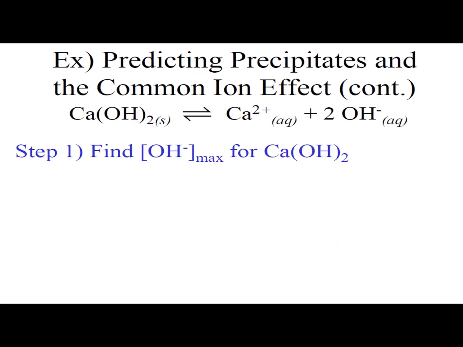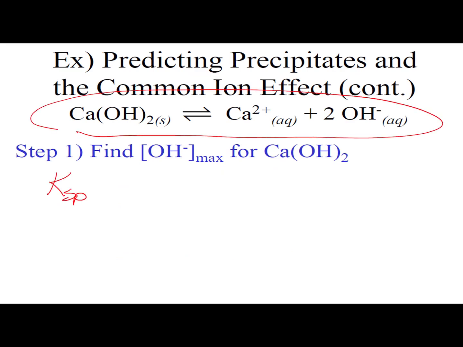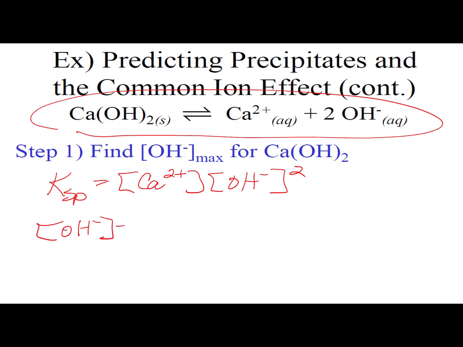So what we started was finding the maximum amount of hydroxide for calcium hydroxide. And if this here is our reaction, we can say that the KSP of the calcium hydroxide is going to be the calcium and the hydroxide ion concentration squared. And so we need to find, whoops, that's squared. We need to find the hydroxide ion concentration.